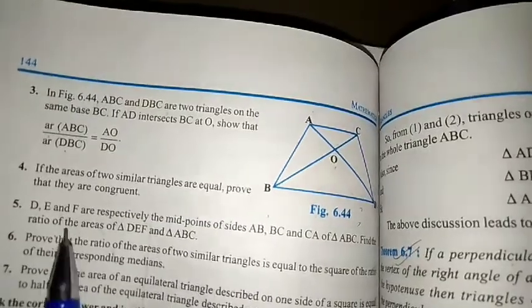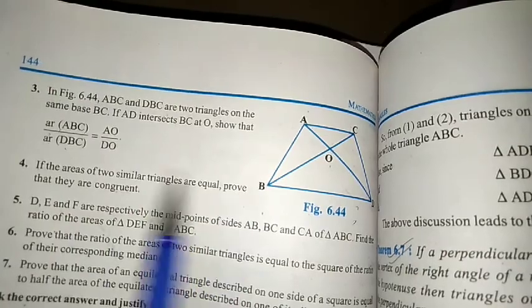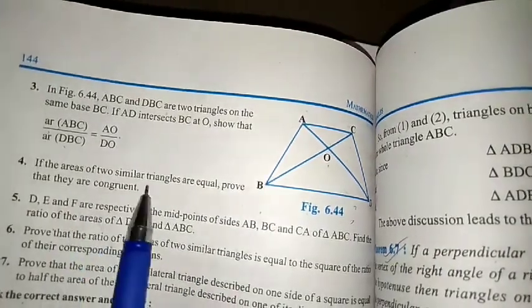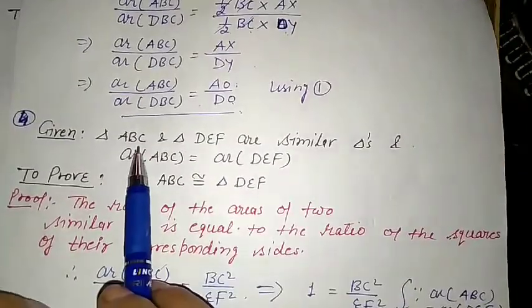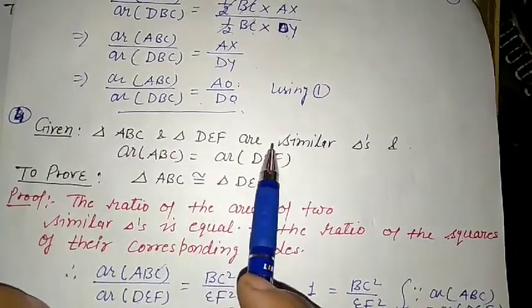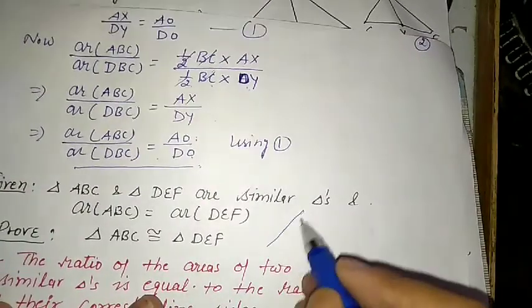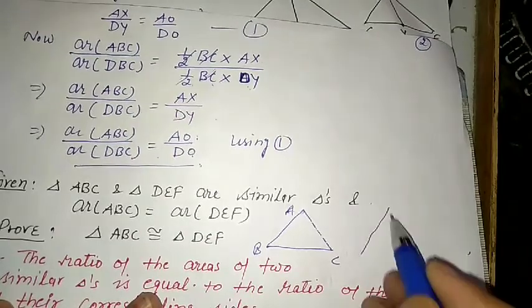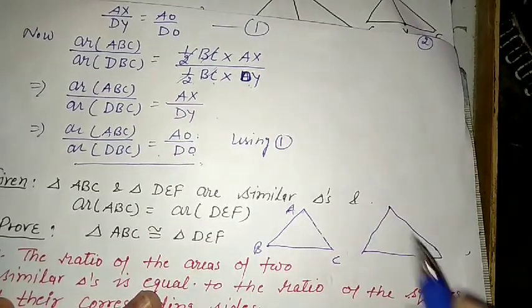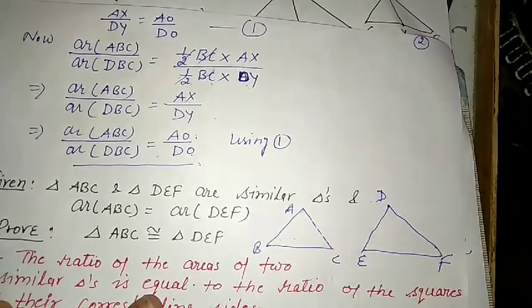Now similarly we can do the next question. If the areas of two similar triangles are equal, prove that they are congruent. The areas of two similar triangles are equal. This is given to us. So triangles ABC and DEF are similar triangles, and area of ABC is equal to area of DEF. Suppose we are having two triangles. This triangle is A, B and C, and this triangle is D, E and F. The areas of these two triangles are equal.